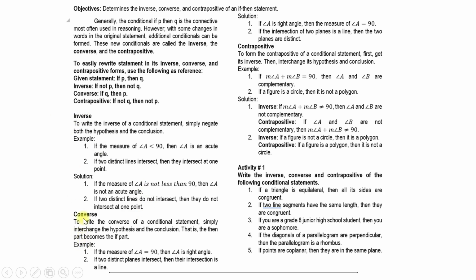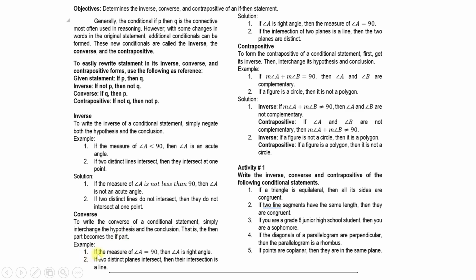Okay, next, we have converse. Again, if we say converse, atong balihon ang Q og P. So, if P, then Q. So, sa converse, mahimo siyang if Q, then P. Here's the definition. To write the converse of a conditional statement, simply interchange the hypothesis and the conclusion. That is, the then part becomes the if part. So, bayloon lang ang atong hypothesis og conclusion.